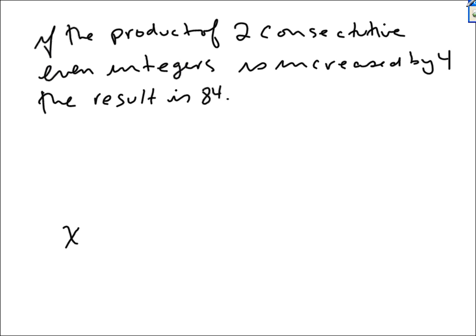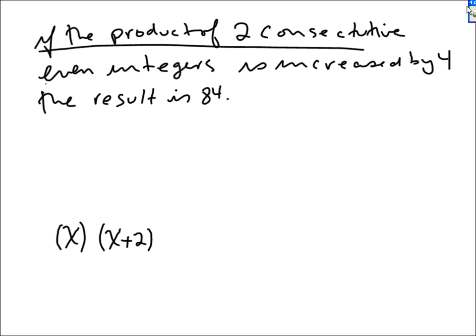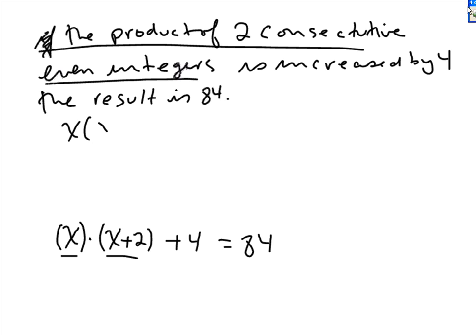Now, two consecutive integers. If I let x be one of them, then the next one will be x plus 2. And it says the product of two consecutive even integers. Well, here they are. The product is increased by 4. You add 4. The result is 84. Okay, so x times x plus 2, plus 4, is 84.